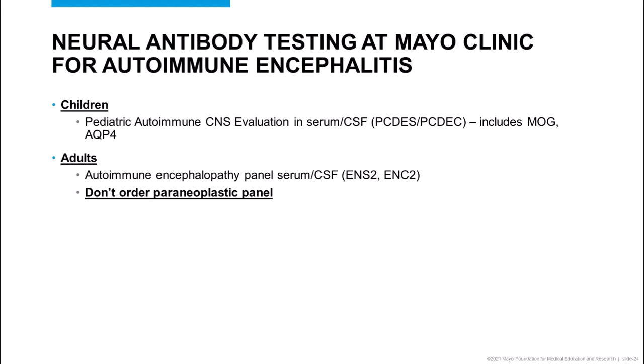In adults, you want to order the autoimmune encephalopathy panel in serum and CSF. You don't want to order the paraneoplastic panel because it's not comprehensive enough. We don't do a lot of the cell-based assays. We don't do GAD65, so you have a much higher chance of missing a case. So in general, you want to follow the syndrome. And now we have many other syndromic-based panels, like a myelopathy panel.